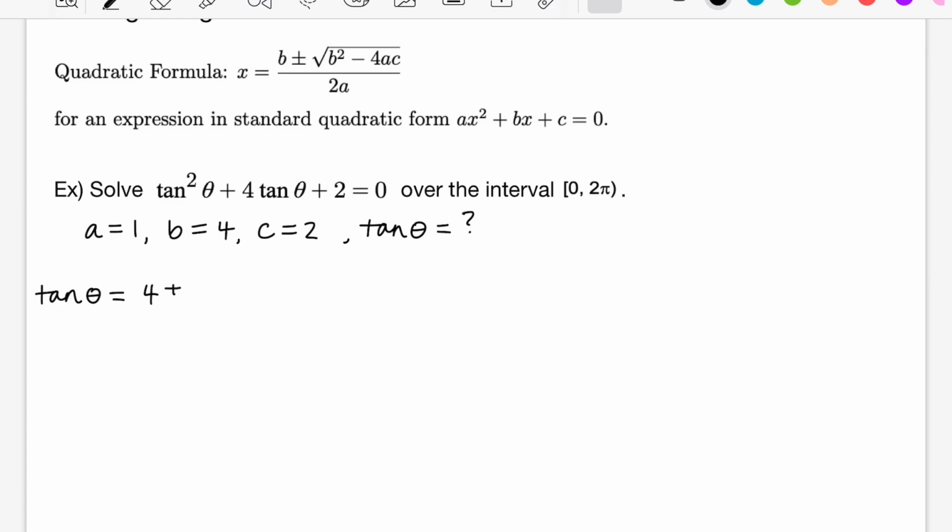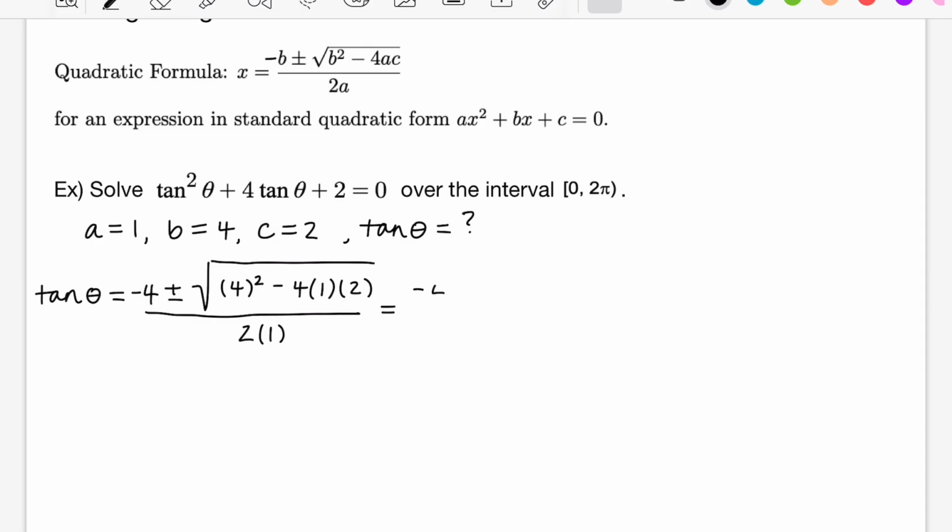So we have 4 plus or minus the square root of 4 squared minus 4 times a, which is 1, and c, which is 2. That's under the square root, and this whole thing is over 2 times our value of a, which is 1. So this gives us, and sorry, the formula should actually be opposite b there. So this guy should be negative 4. Alright, so we have minus 4 plus or minus. Under the square root, this will be 8, and this is still all over 2.